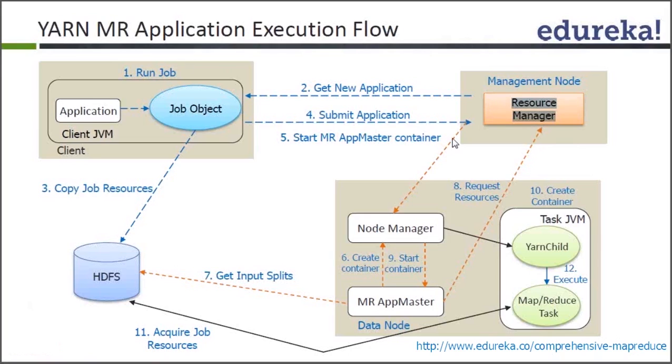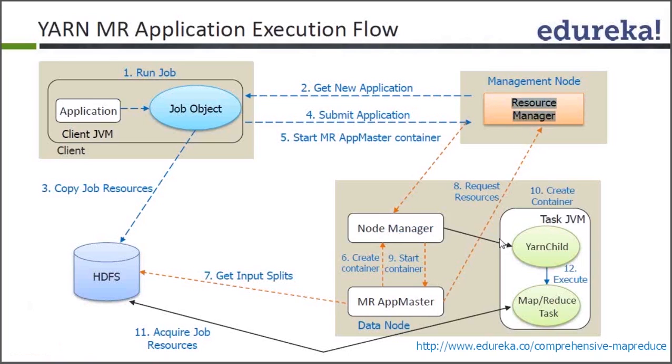Then step number 5, the resource manager will tell, okay, I have to start with the application master for that job. So it will tell the node manager to create the application master on one of the nodes. Step number 7, the application master will get the input split from the HDFS. Okay, then he would know on which nodes the data is. It will tell the node manager on that machine to start with the container. So that is step number 9. It will also talk to the resource manager in step number 8 to get the resources.